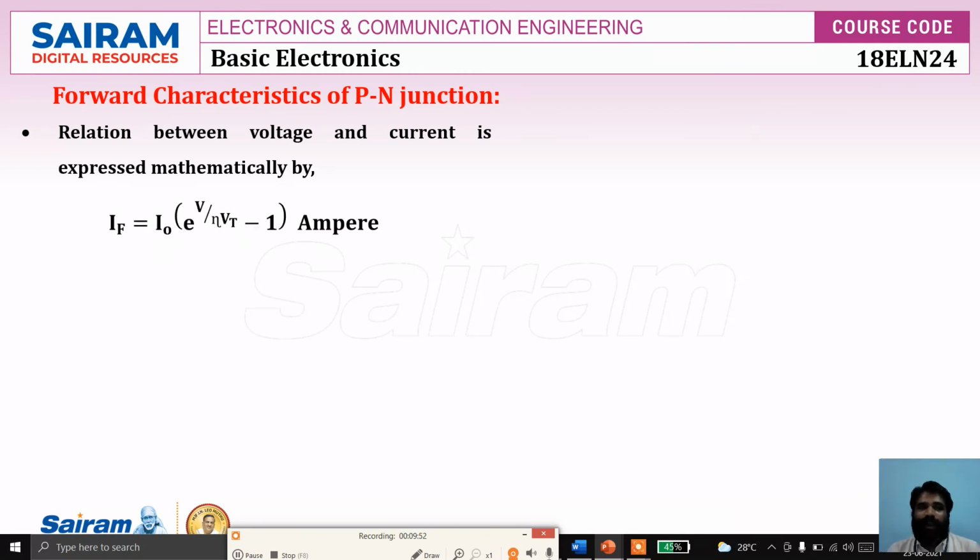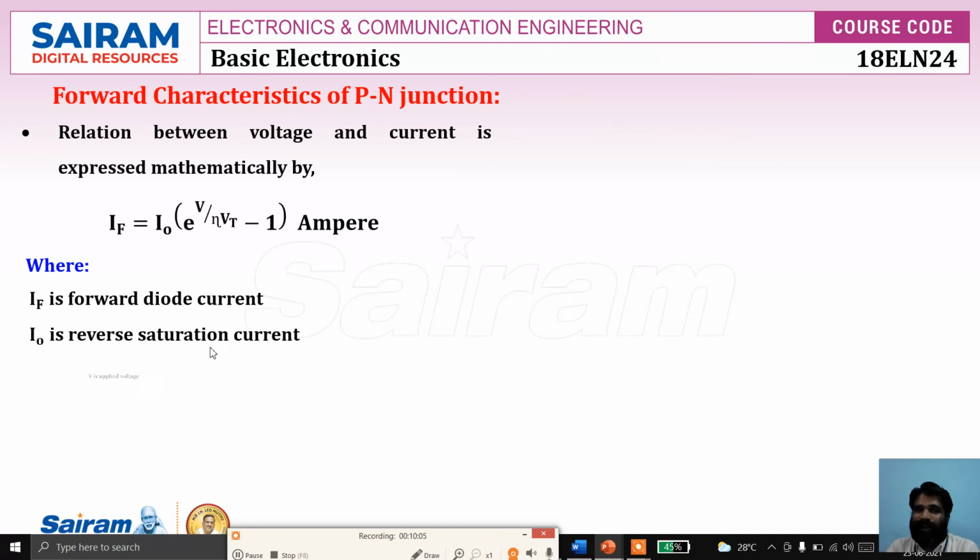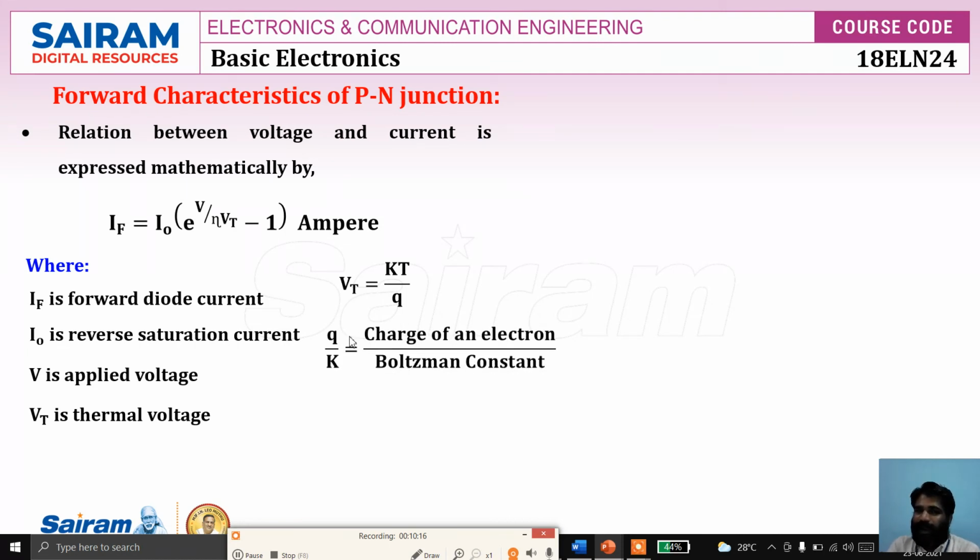It is expressed as IF is equal to I naught into e to the power V by eta Vt minus 1 amperes. IF is the forward current, I0 is the reverse saturation current, V is the applied voltage, Vt is the thermal voltage, that is equal to KT by Q. K is the Boltzmann constant, Q is the charge of an electron. As you know, these are constants. Charge of an electron is 1.6 into 10 to the minus 19 coulomb, and Boltzmann constant is 1.38 into 10 to the minus 23 joules per Kelvin.